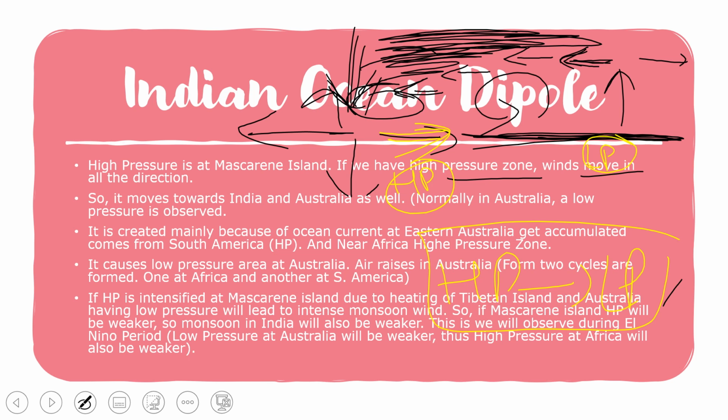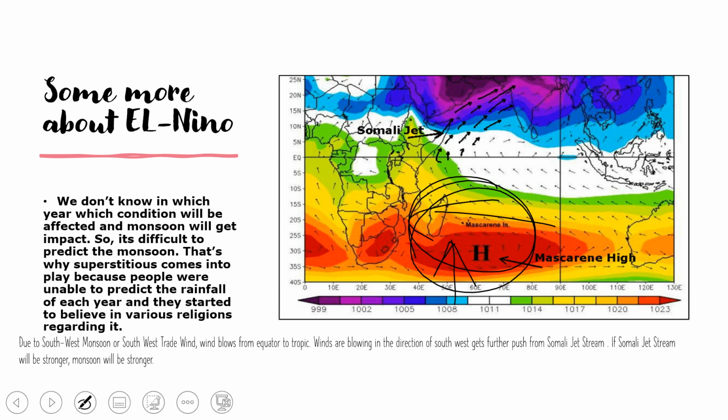So now one part will move to Australia, and another part, if we have low pressure in the Indian Ocean, will also move to the Indian Ocean as a southwest trade wind. Now if there is again low pressure here, we will see that this is moving in this direction also and this is moving in this direction also.